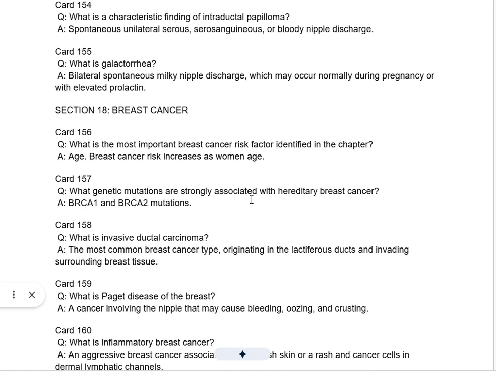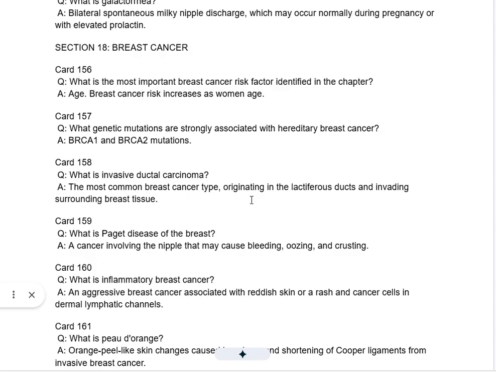Section 18. Breast cancer. Card 156. Q. What is the most important breast cancer risk factor identified in the chapter? A. Age. Breast cancer risk increases as women age. Card 157. Q. What genetic mutations are strongly associated with hereditary breast cancer? A. BRCA1 and BRCA2 mutations.